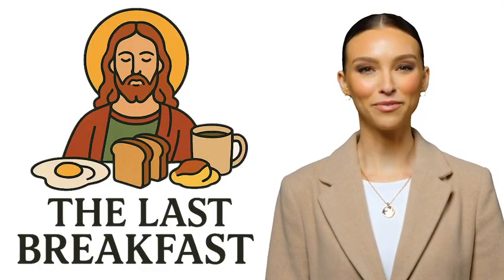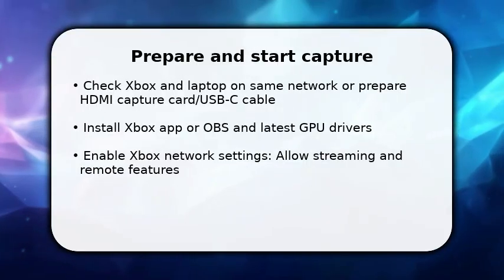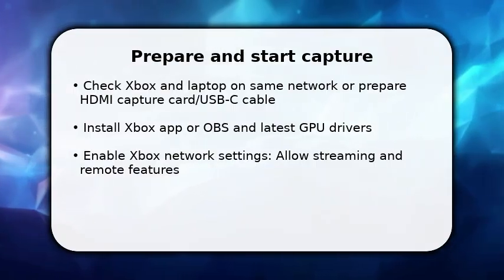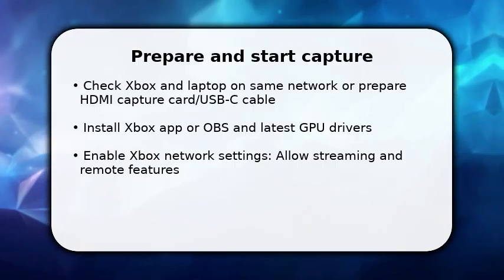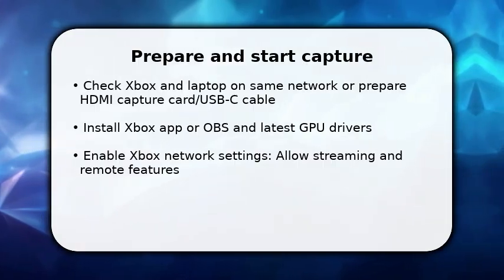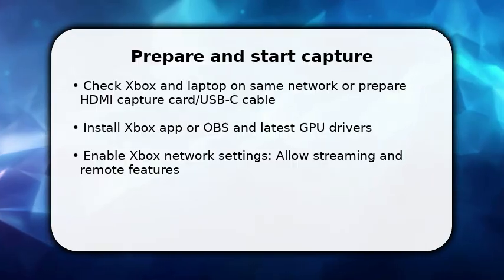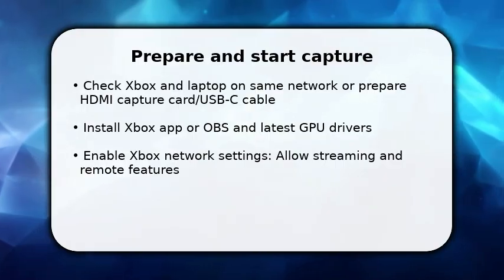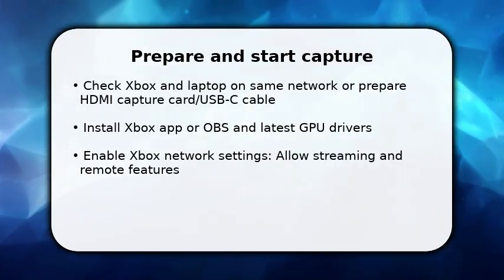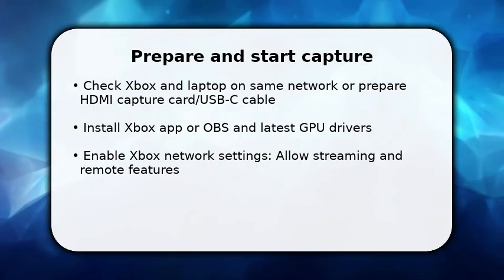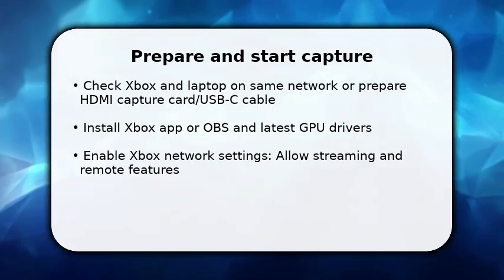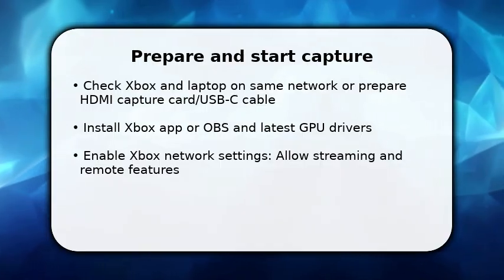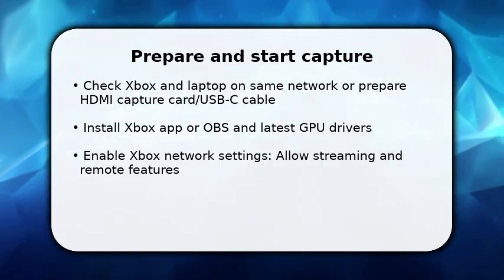Please enjoy the video. You'll begin by preparing both devices. Power on the Xbox, sign into your account, and make sure the laptop has space and admin access. Connect either via HDMI into a capture card or set up the Xbox app for streaming over the same Wi-Fi. Once done, install OBS or confirm the Xbox app is updated, and update GPU drivers so encoding runs smoothly. This gets you past basic checks and into the actionable connection step right away.